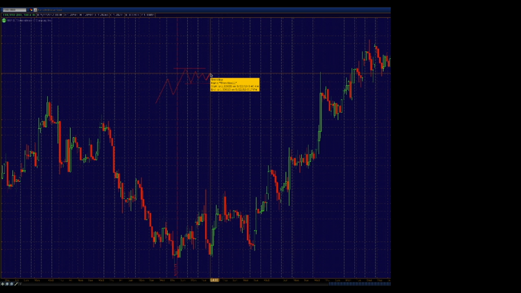We'll be back to trending when price breaks the previous higher high. Now we've resumed our uptrend. It'll normally retest the breakout, come down, make the higher low, which look at, higher low, higher low, higher low, higher low.